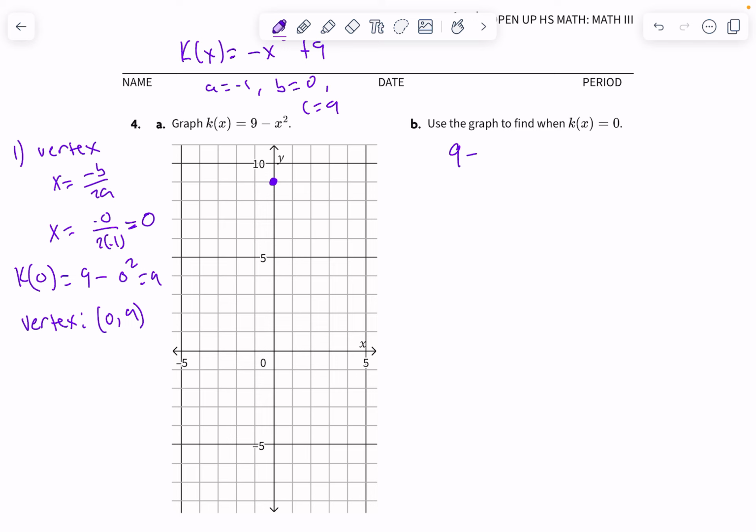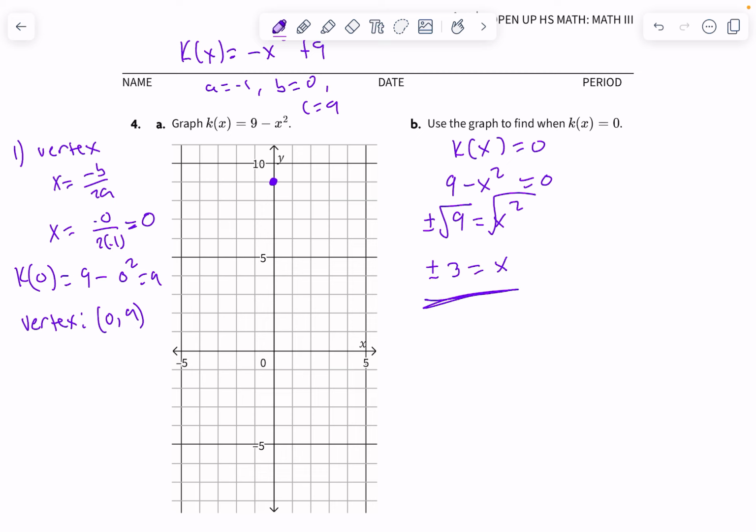So k of x equals 0. That is 9 minus x squared equals 0. And then we kind of solve for this, right? So then we know that 9 is equal to x squared, right? And now what can I do to get rid of this? I take the square root. So square root. What comes along with the square root? A plus and minus. So plus and minus 3 is equal to x. Okay, those are your two solutions.